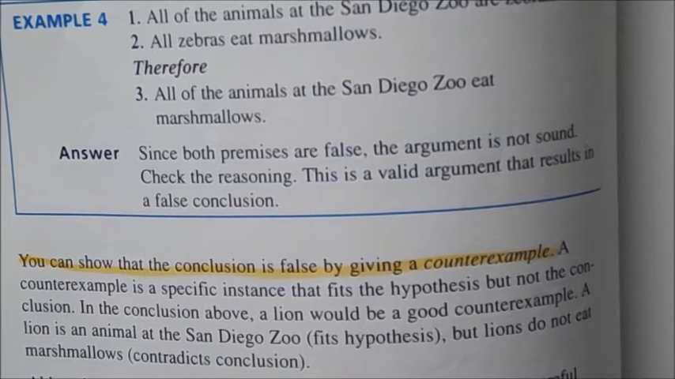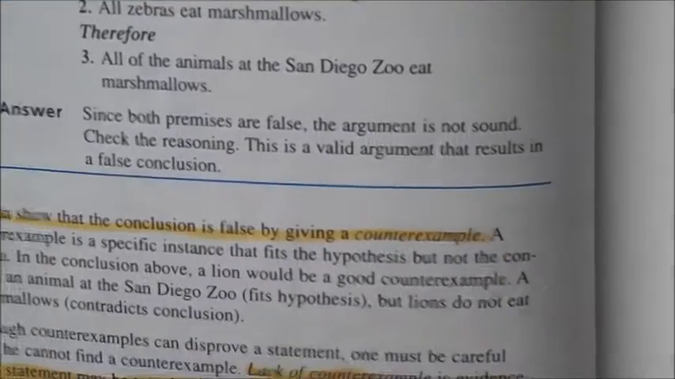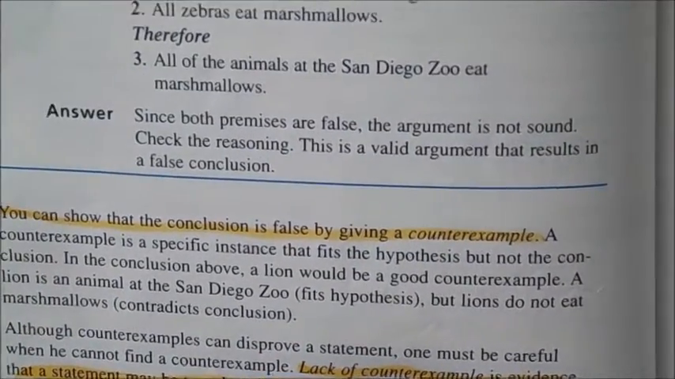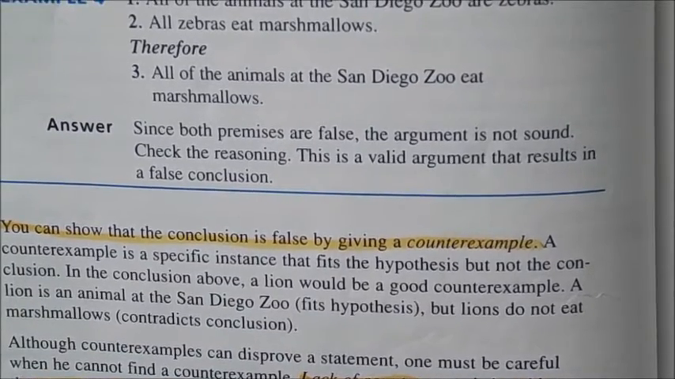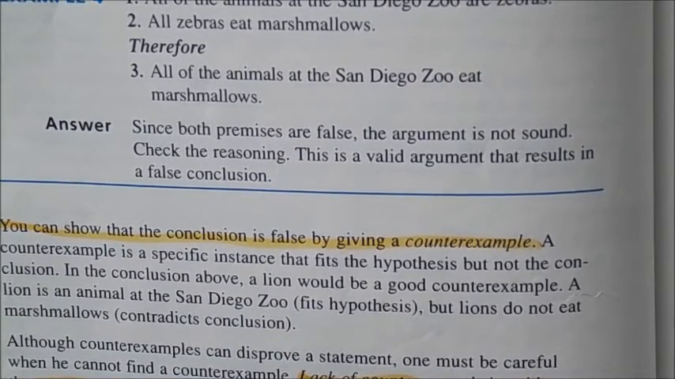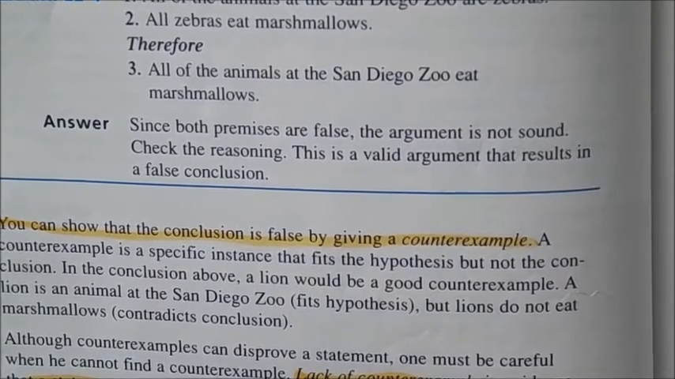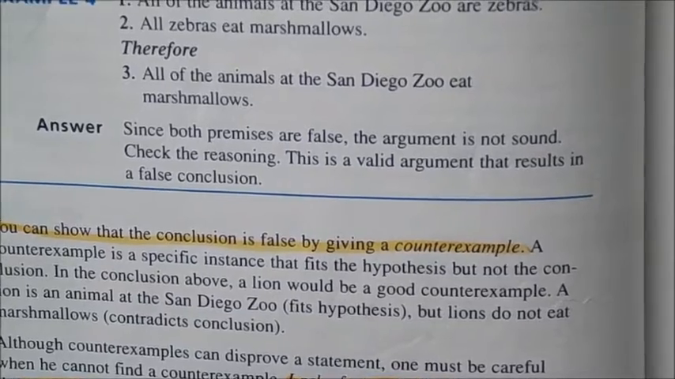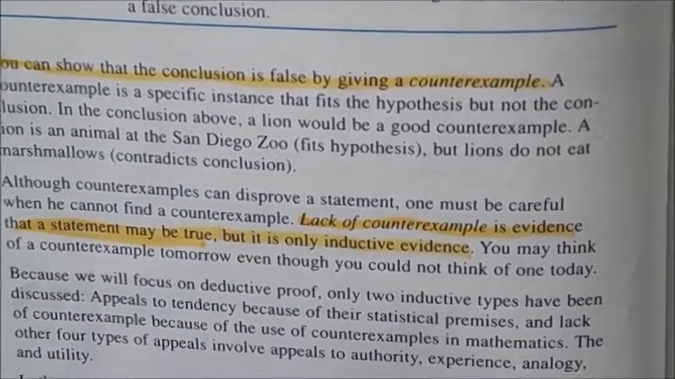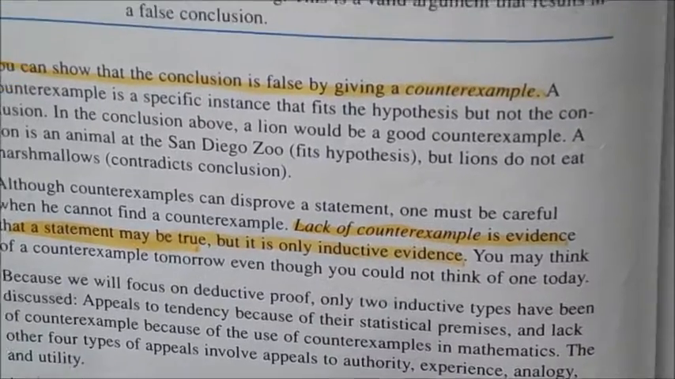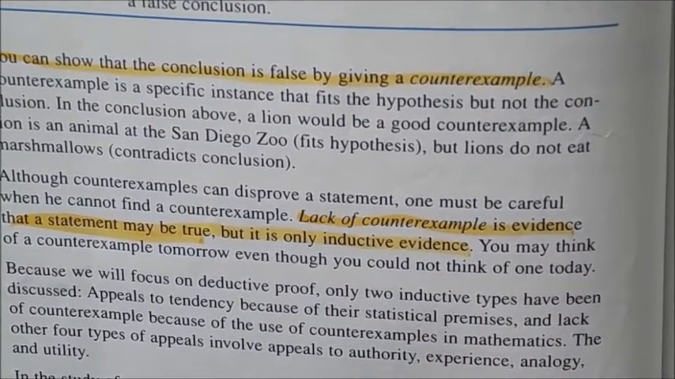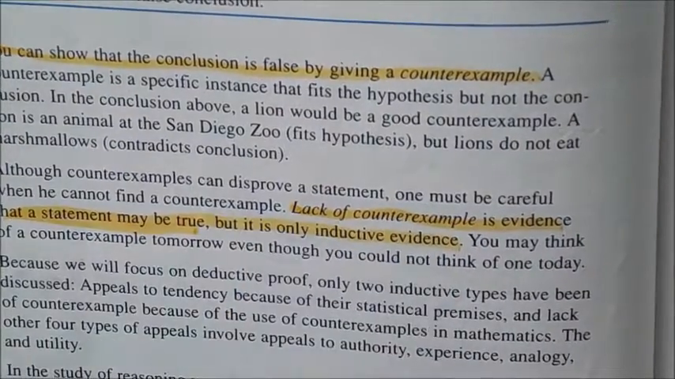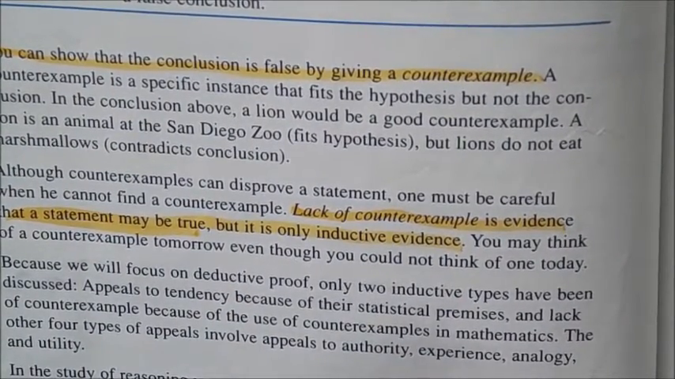It says you can show that the conclusion is false by giving a counterexample. It says a counterexample, if you don't know what that is, is a specific instance that fits the hypothesis but not the conclusion. In the conclusion above, a lion would be a good example. A lion is an animal at the San Diego Zoo, but lions do not eat marshmallows. So, anyhow, although a counterexample can disprove a statement, one must be careful when he cannot find a counterexample. Lack of counterexample, is the full phrase, is evidence that a statement may be true.